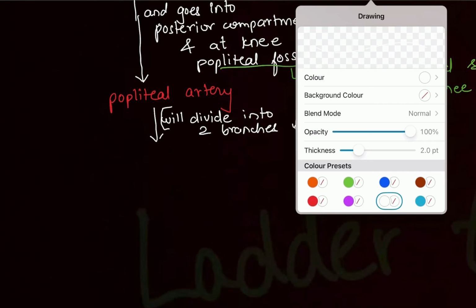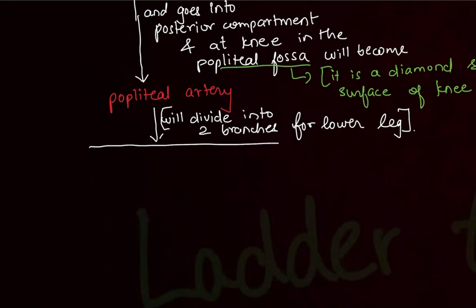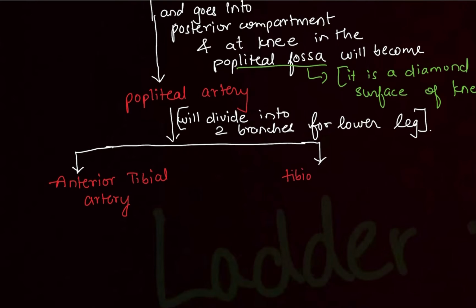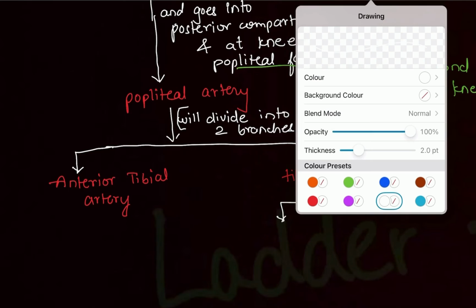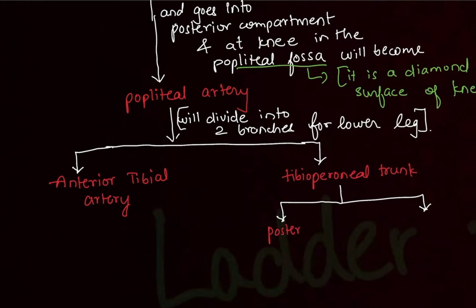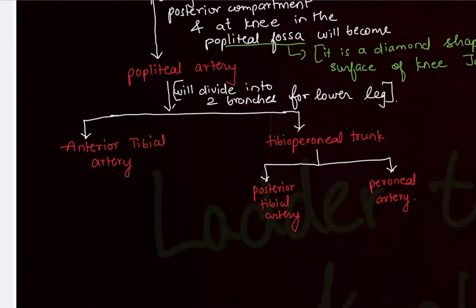So this popliteal artery, as I said, will divide into two branches. I'll write down the two branches. First is the anterior tibial artery. And another branch is the tibioperoneal trunk. Now this tibioperoneal trunk will further divide into two. You can see in its word, right? Tibioperoneal. That means it will divide into the posterior tibial artery and the peroneal artery.